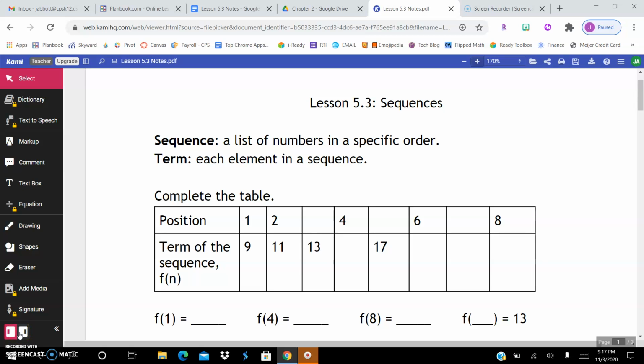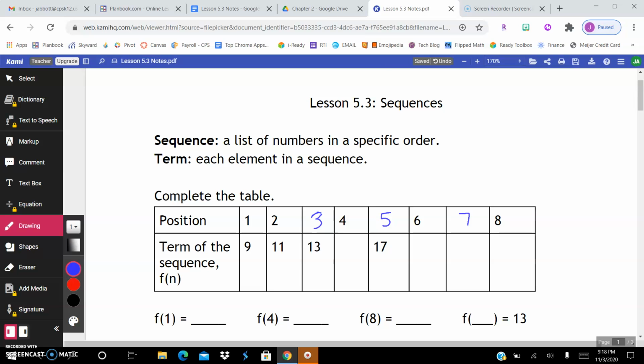For lesson 5.3, we're going to look at sequences. A sequence is a list of numbers in a specific order, and the term is each element in a sequence. So for this first example, we have to complete the table. If you look at the top row for the position, we're missing a few boxes, and it looks like we're just counting by ones here to fill in the missing values.